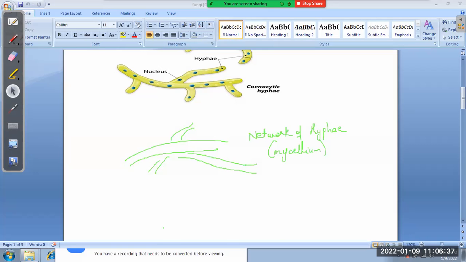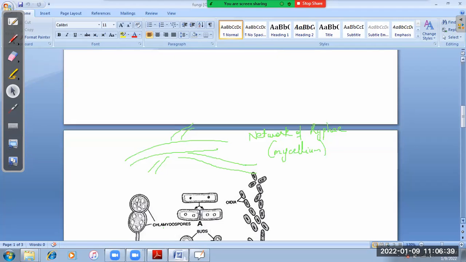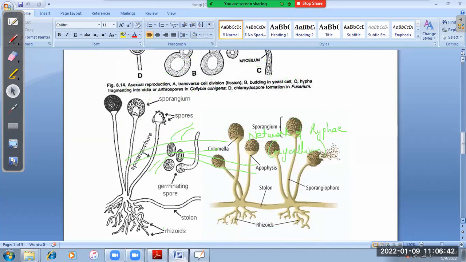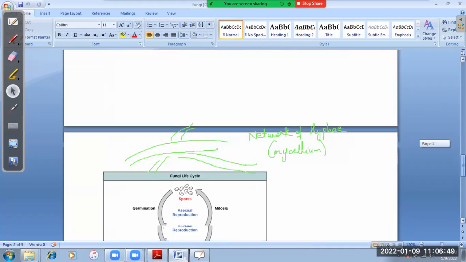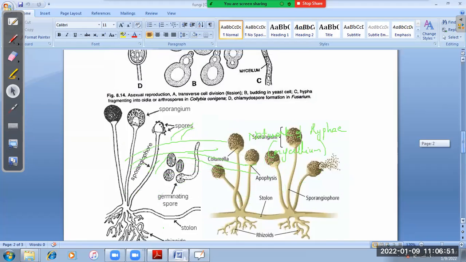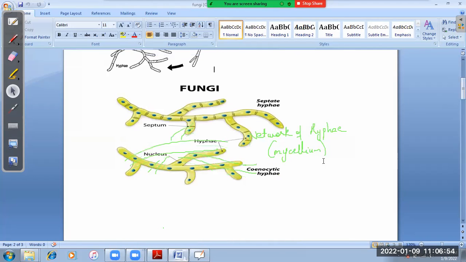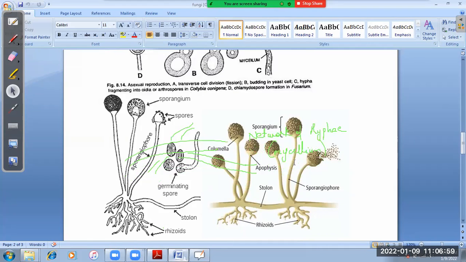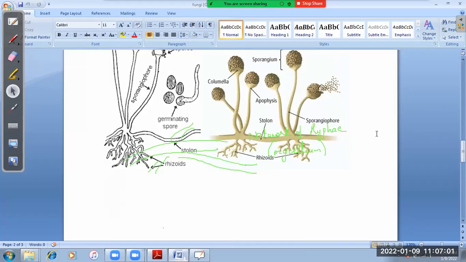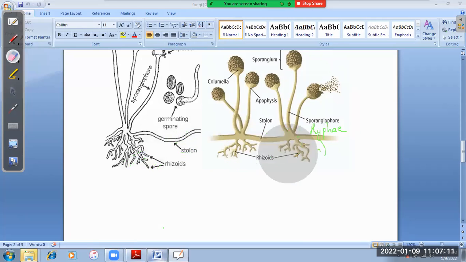If you look at this picture down here, this is your hyphae. We also call it a stolon. But if you have many hyphae, the network of hyphae is called a mycelium. Many such structures, this one horizontal hyphae that you have, many such will be called a mycelium.